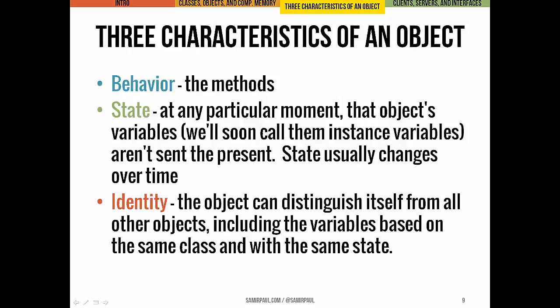Now, we've talked about these before, but it's worth reiterating these three important characteristics of objects. First of all, objects have behavior, and those are defined as the methods of the class, what an object can do.